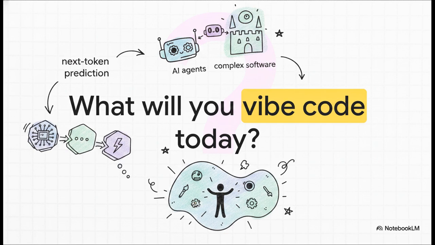So, we've explored the incredible mechanics of next token prediction. We've seen how parallel AI agents can build complex software, and we've learned how the infinite canvas empowers you to be a creative director rather than just a syntax debugger. The technology is here. So now that the barrier to entry is totally gone, what will you vibe code today? You have the power to direct your own AI development team and turn your imagination into reality in a matter of minutes. Embrace this new mindset, start experimenting, and let your ideas fly.